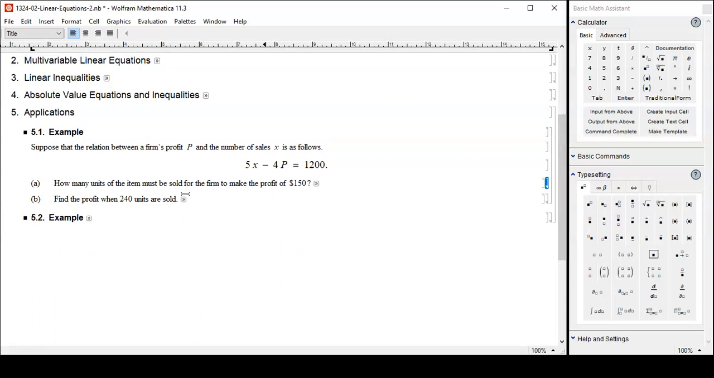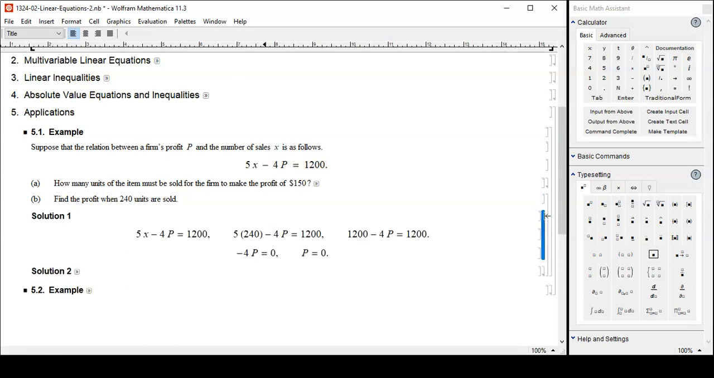Same here. Find profit P when the x value is 240. Solution 1 is plugging 240 in place of x and solving the equation numerically. So this is just a numerical equation. And then we end up with P equals 0. Okay, all right. So zero profit if you sell too many items.